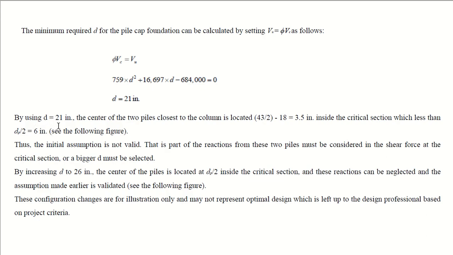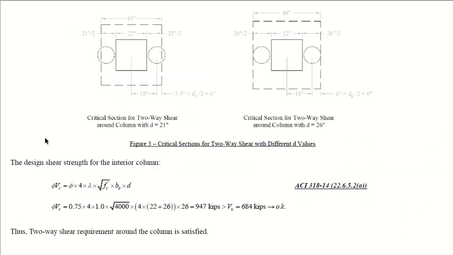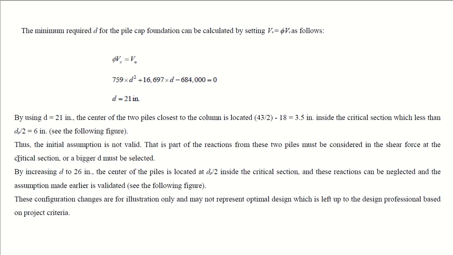By using d equal to 21 inches, the center of two piles closest to the column is located at 3.5 inches inside the critical section, which is less than 6 inches. Okay, see this figure. Okay, we will come to this figure. Thus, the initial assumption is not valid.